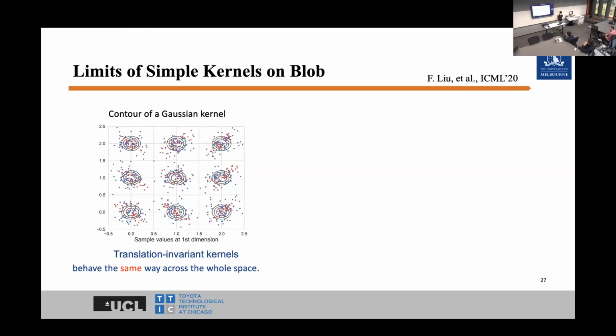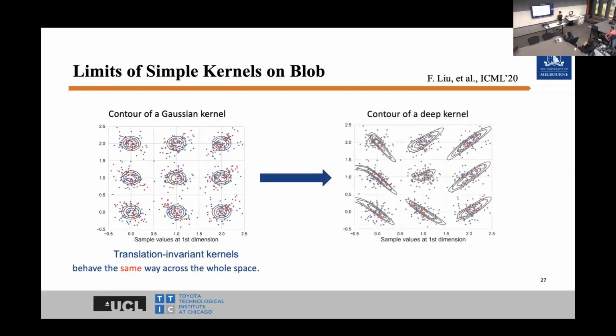In this paper, we consider a deep kernel. If we use a deep kernel instead of a Gaussian kernel, where we introduce a deep neural network into our kernel function, our contour will be this kind of shape. You can see that this contour actually focuses on certain areas instead of a circle area. For the circle area, they have the same weight and the same behavior across the whole space. However, a deep kernel is a non-translation invariant kernel. It will behave differently across the whole space, and it lets us know which area we should focus on more.